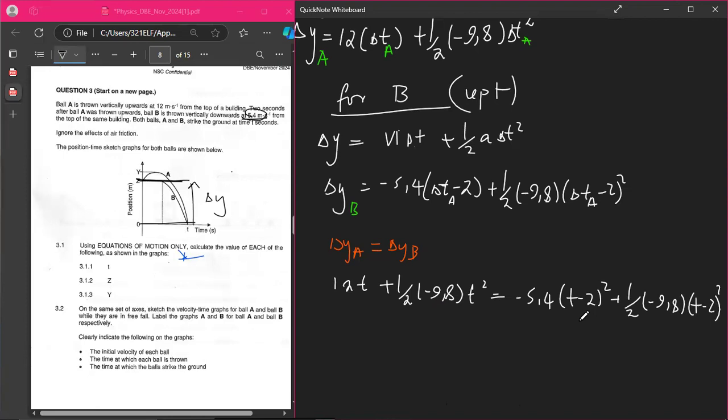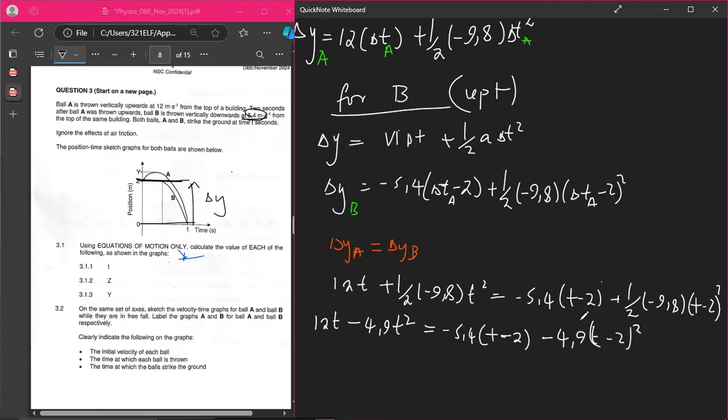So finally, I have such an equation. Simplifying it, I'll have 12t minus 4.9t squared, which is equivalent to negative 5.4, and then (t minus 2). There was no square here, so this is going to be t minus 2, and then minus 4.9, and then (t minus 2), all in brackets.